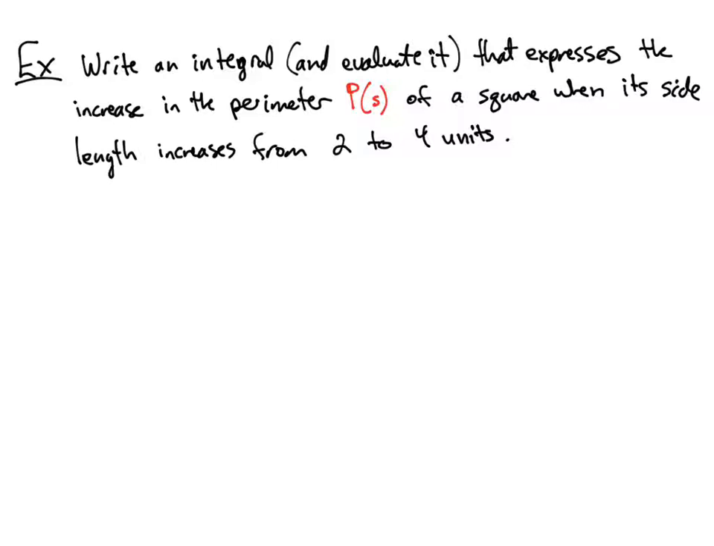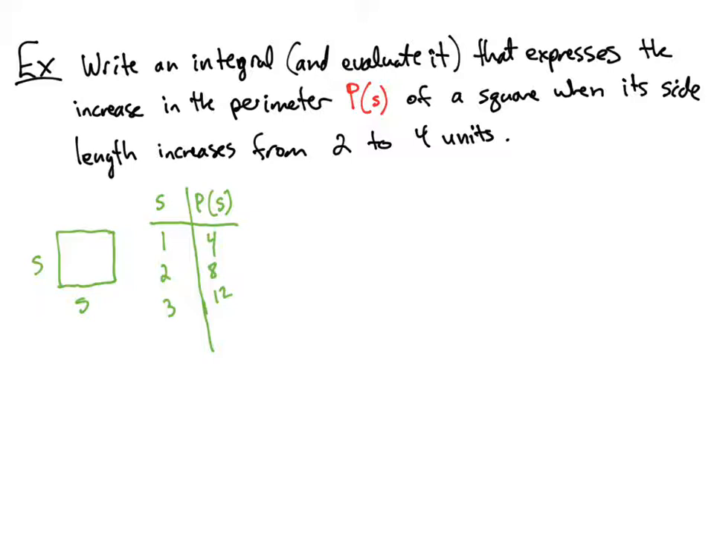So let's look at what this is talking about. Suppose we have a square and its side S here. All 4 sides are S. So we can write a table of values, where S is the side length and P of S is the perimeter. If the side length is 1, the perimeter of this square is 4, because we have 4 sides. If the side length is 2, we get 8. If it's 3, we get 12, and so on.